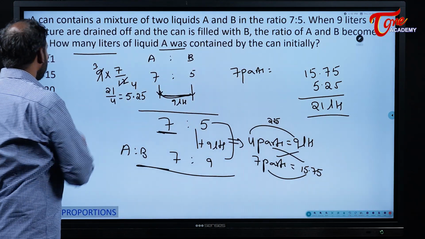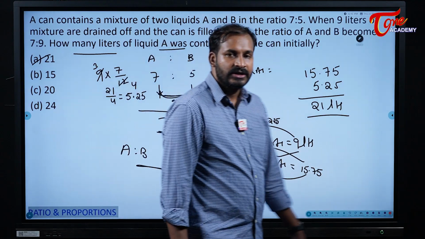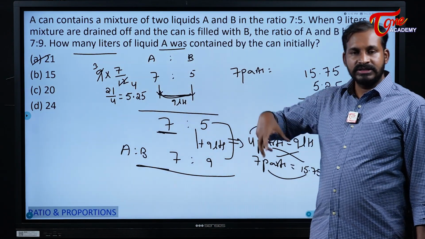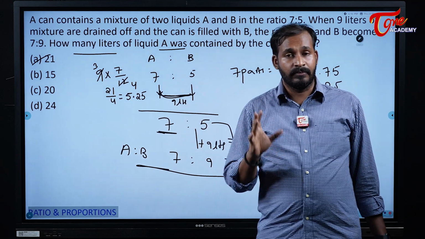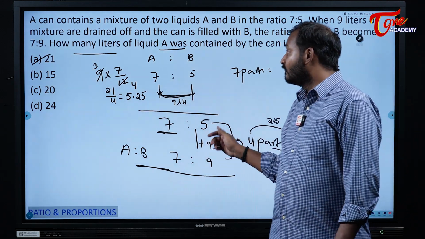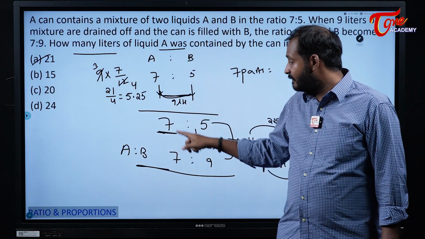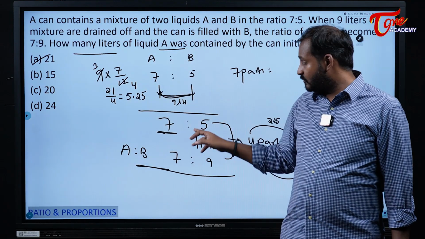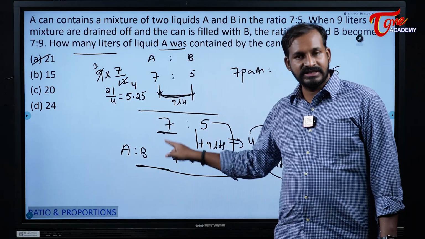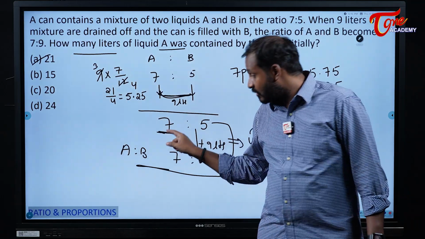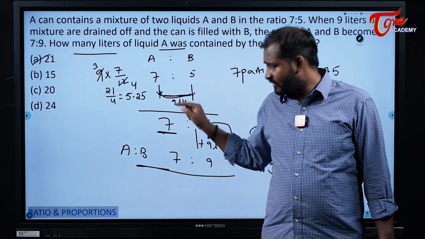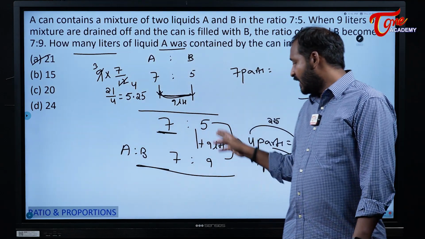So the initial quantity of liquid A is 21 liters. Please observe here, students. When we draw some quantity, the proportion will not change. The quantities may change, but the proportion will not change. But when we add a new one, the liquid A portion will not change, only the liquid B portion will be changed. Anyway here both are 7 and 7, so no need to worry. If it is not equal, first of all we will equalize them. In this case it is already equal, so directly I have taken the difference.